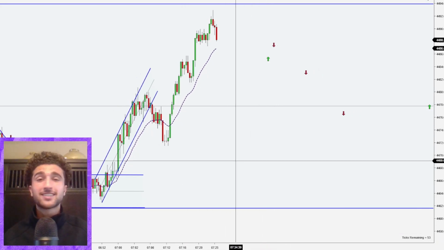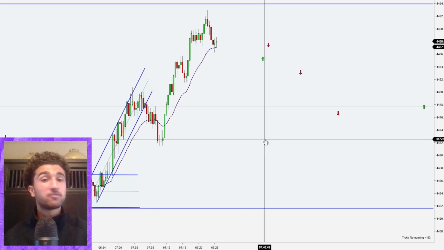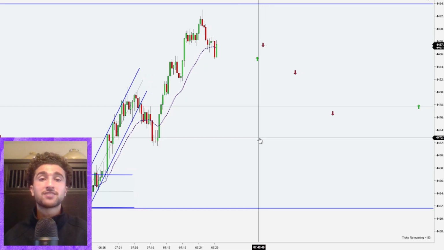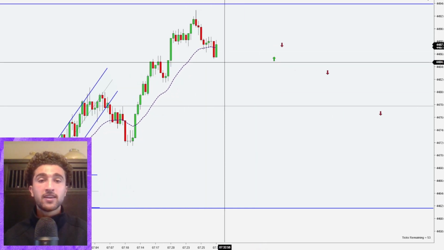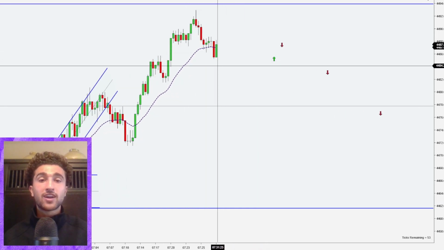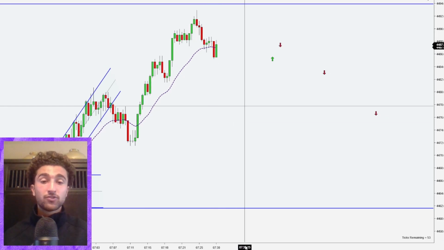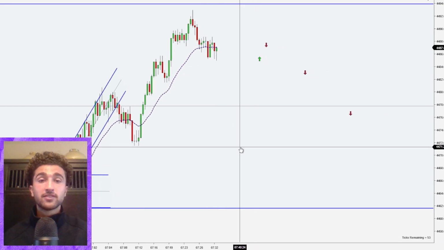You don't need to get a setup every 2 minutes in these markets. You have to be patient. You have to wait for the setups to come to you. Here we have a form of a second entry long two-legged pullback, but the signal bar is not at the low of the move. So if you did take that, you actually would have gotten trapped.